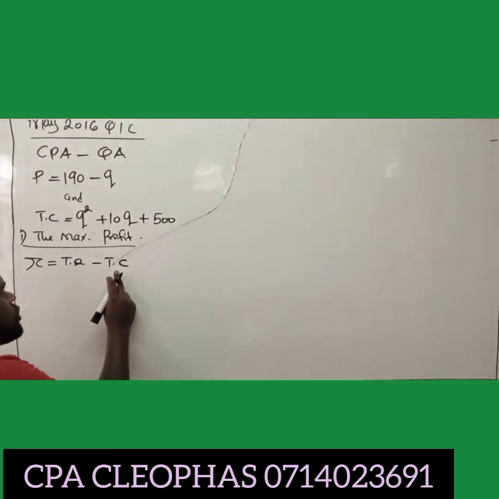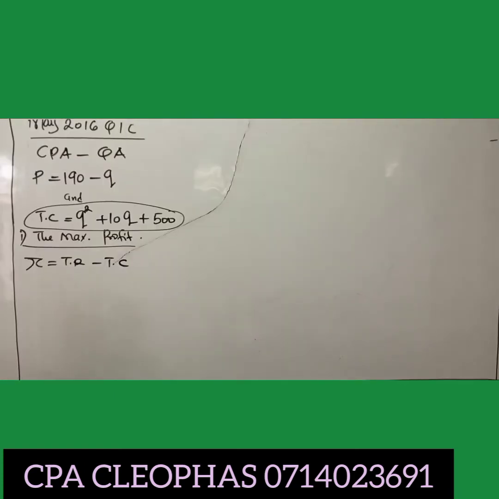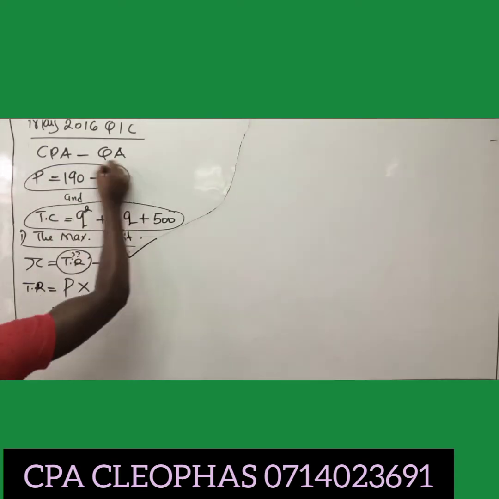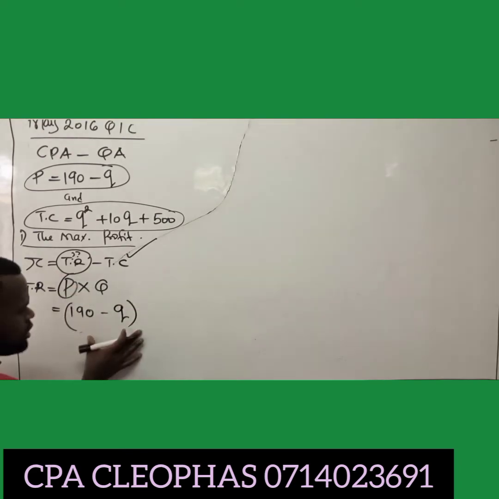Between total revenue and total costs, I can see I am given the total cost function. So I need to know how to get the total revenue, because it is not given. That is the next step: how to get the total revenue. We know total revenue is price times quantity, or the selling price times the units. What are you given by the examiner? I have seen an equation for P here. We are told P equals 190 minus Q.